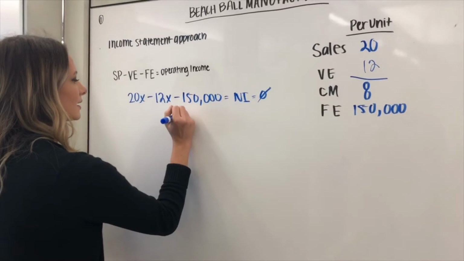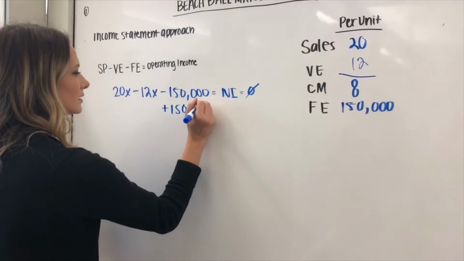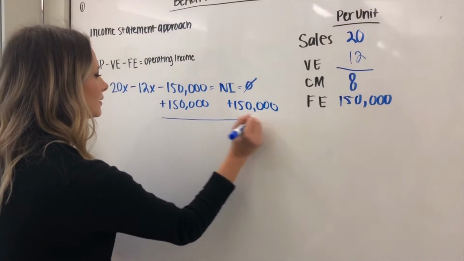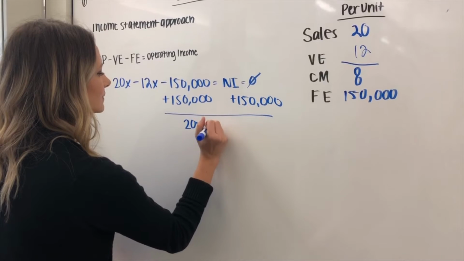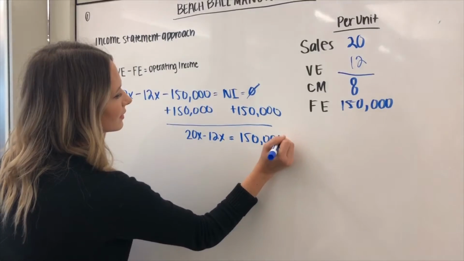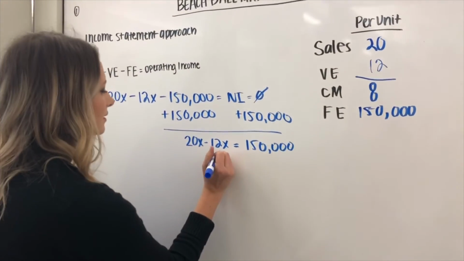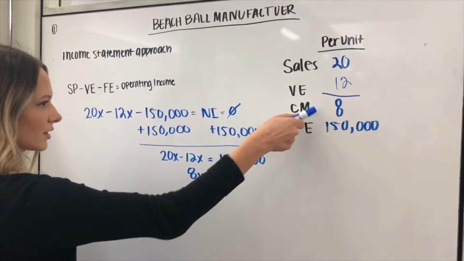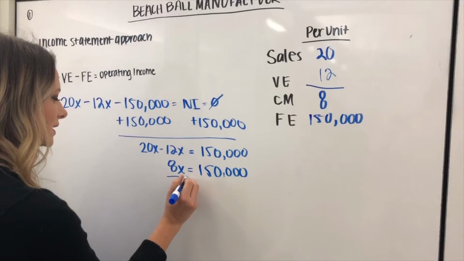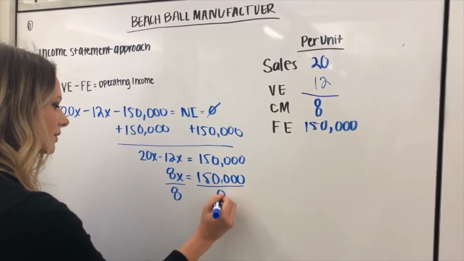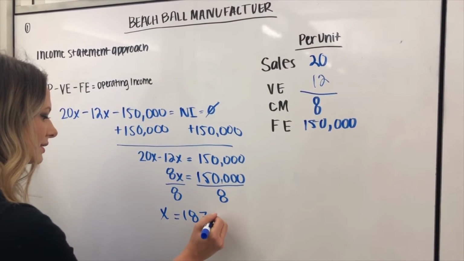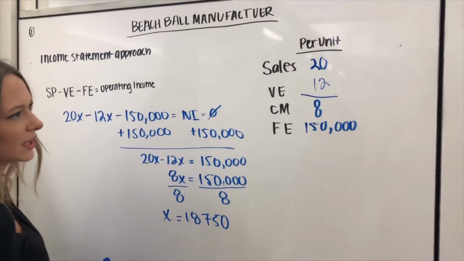So we're going to take $150,000 and add it to both sides, leaving us with 20x minus 12x equals 150,000. Taking these two together leaves us with 8x, which is our contribution margin, equal to $150,000 of our fixed expenses. Dividing 8 on both sides, leaving us with 18,750 units in order to break even.